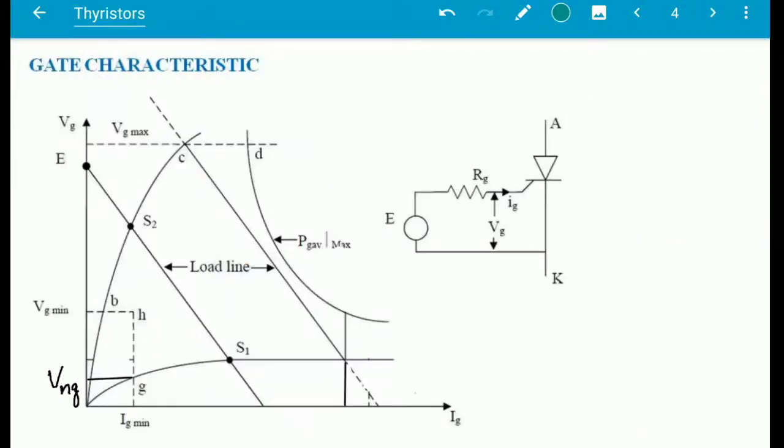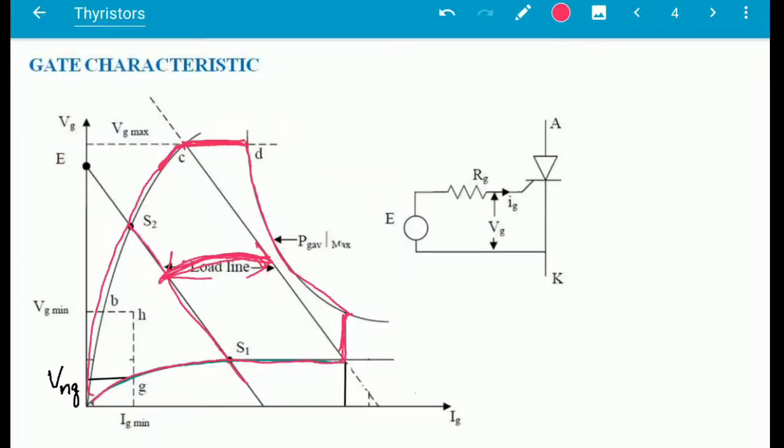So next is the gate characteristic. If we supply gate voltage or current to the thyristor, what is the gate characteristic we are getting? So this is the gate characteristic, and here is the maximum gate voltage that can be supplied to a thyristor. This is the maximum gate voltage and this is the maximum gate current. So operation should be within this region. So here is the load line. The load line should be within this region for proper operation.